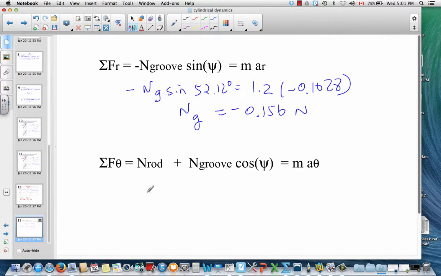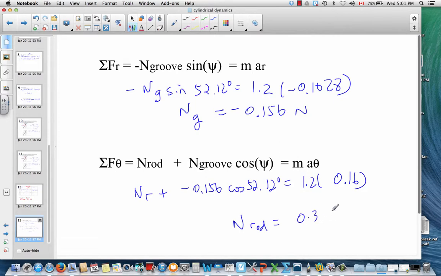So substituting that in there, and the 52.12 degree angle, the mass once again, and now the theta acceleration, which was 0.16, I find the normal force from the rod to be 0.315 newtons. And that completes our 2 examples in cylindrical dynamics.